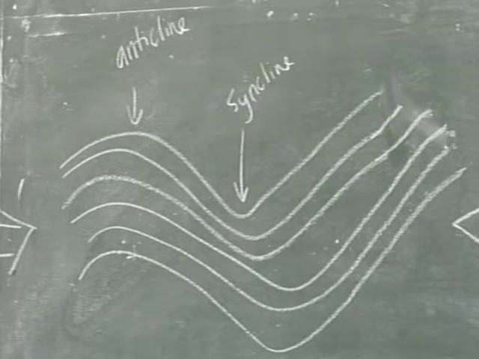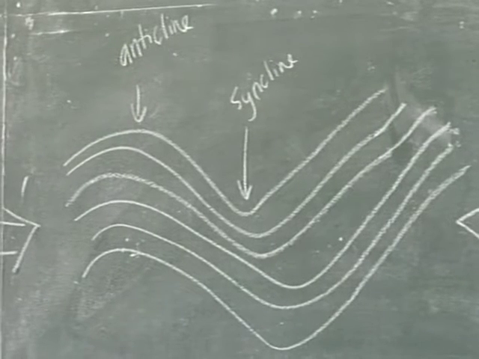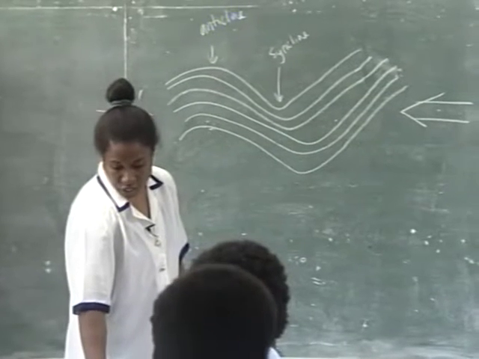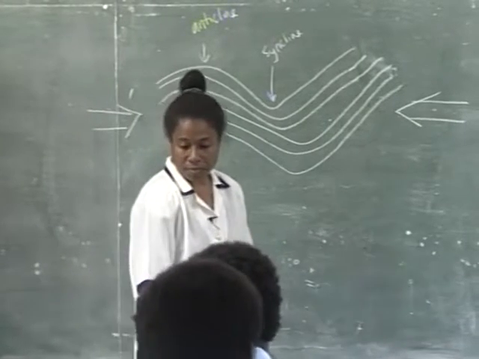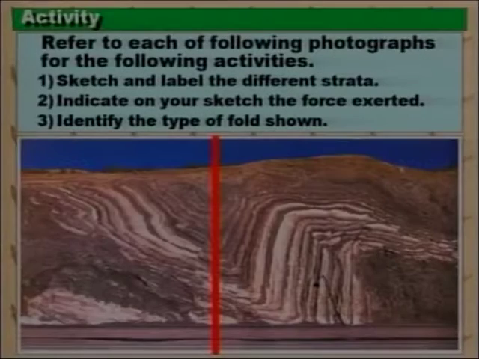Let's look at the second activity. That's the first activity. After you've done your corrections, we move on to the second one. Okay, here's another example of folding again. We do the same thing this time. If you have not got your sketch correct the first time round, see if you can get this one correct.